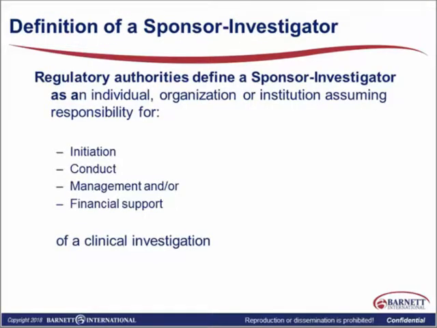First of all, let's look at a definition. We're going to talk about drug and device studies today because they're very similar for these kinds of studies. The regulatory authorities define a sponsor investigator as an individual. It could be an organization or an institution that assumes the responsibility for initiating the study, for conducting the study, for managing the study, and or for financial support of a clinical investigation.